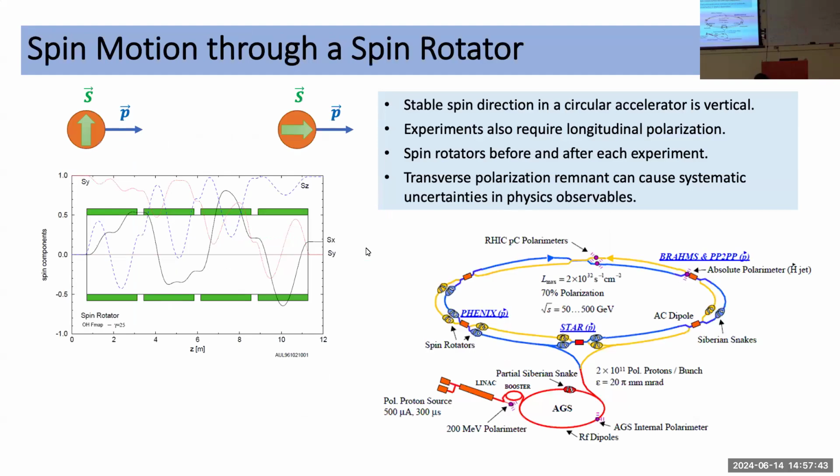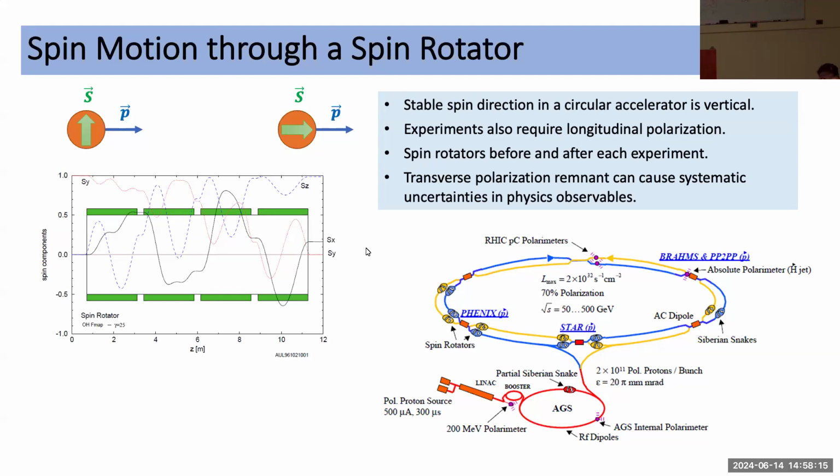In addition, the experiments may not necessarily want transverse spin. The experiments usually want longitudinal spin or transverse spin, so they want the full flexibility. The stable spin direction in a typical circular accelerator, as the bending fields in the dipoles are vertical, is along the vertical bending fields, and so the natural spin orientation is transverse.